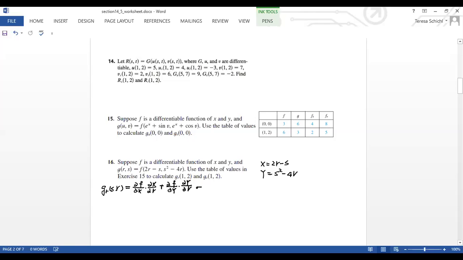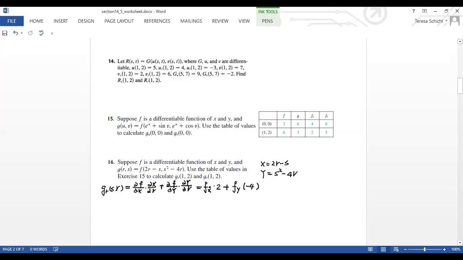Now let's take a look at ∂f/∂x, which is the partial derivative of f with respect to x. And ∂x/∂r is 2, correct? Because x is 2r minus s. Then ∂f/∂y is the partial derivative of f with respect to y, and ∂y/∂r is -4.